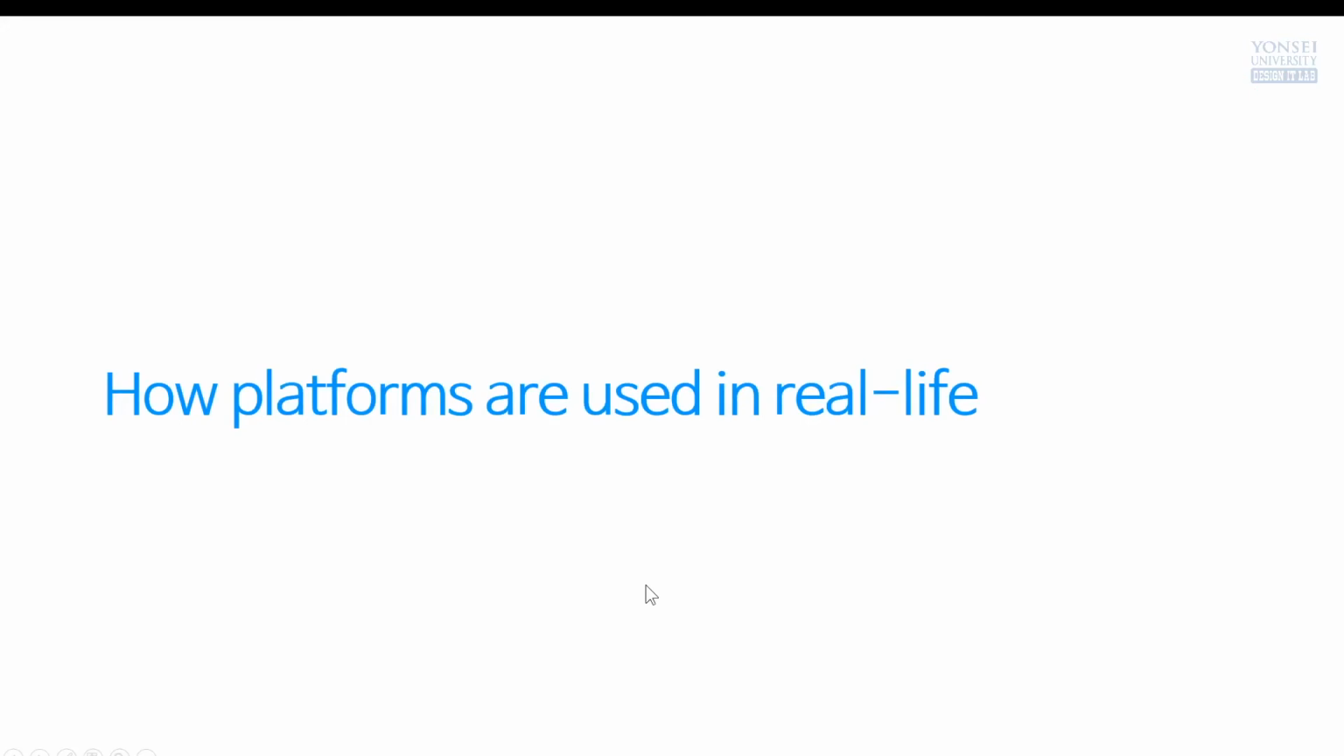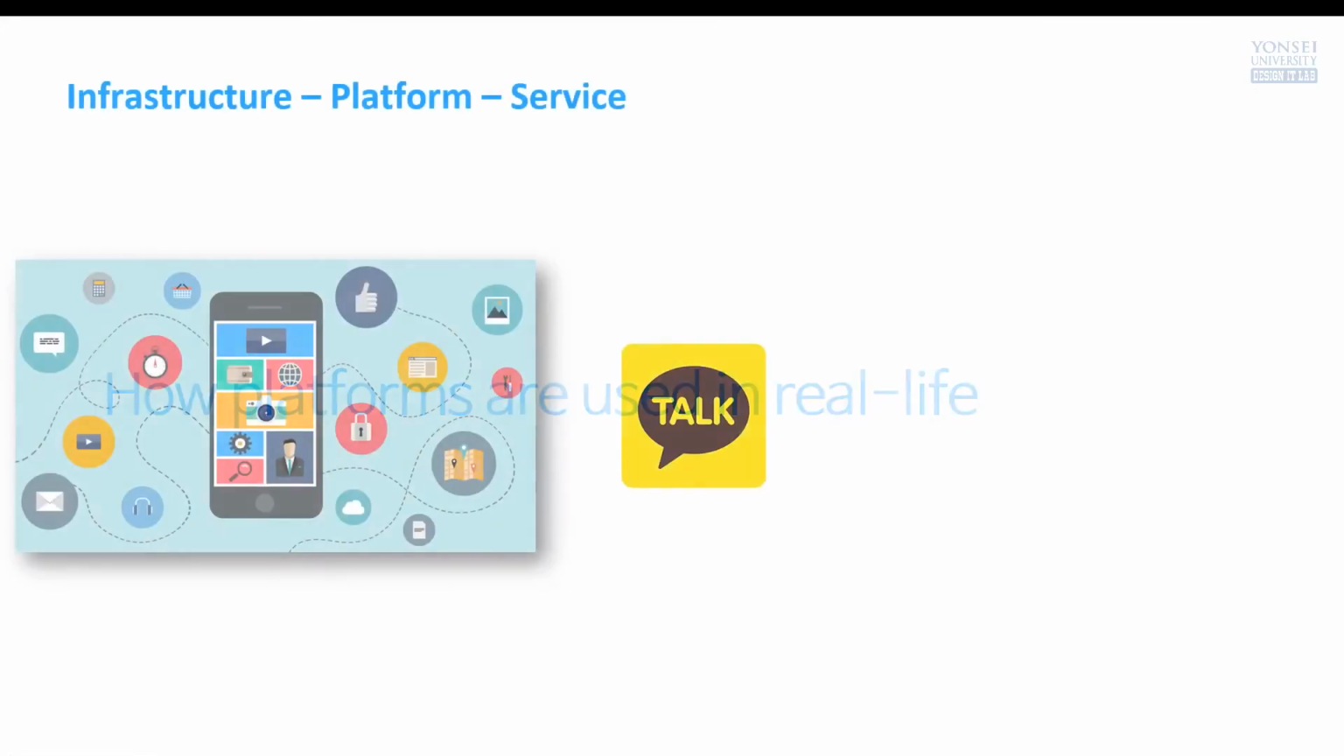Platforms: how platforms are used in real life. Actually, I asked you to use KakaoTalk, but some of you were not that happy with that. So instead, we are going to use the WiSec email system. But anyway, KakaoTalk changed, especially in Korea, a lot of our daily life, features, behaviors, and communication skills and so on.